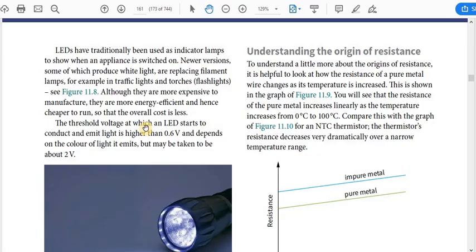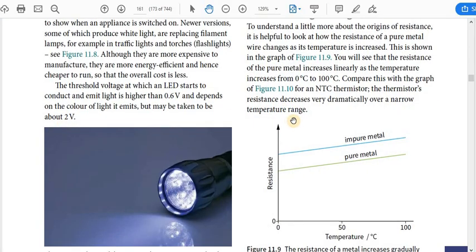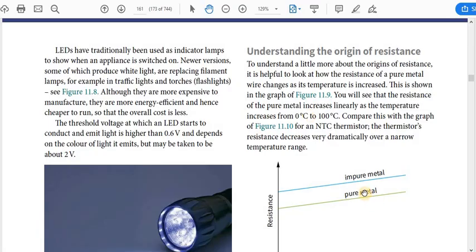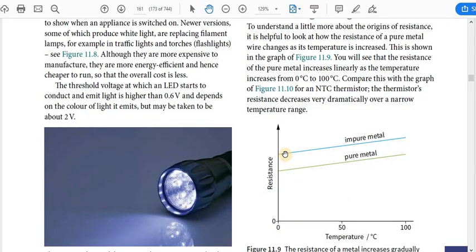The threshold voltage at which an LED starts to conduct and emit light is higher than 0.6 volts and depends on the color of light it emits, but may be taken to be about 2 volts. So for LED it's about 2 volts. Okay, now the next part is about purity of the metal and how well it conducts. Okay, or in other words we can say how much its resistance will be. Now you can see if it is impure, the resistance is higher. If it's pure, the resistance is lower.